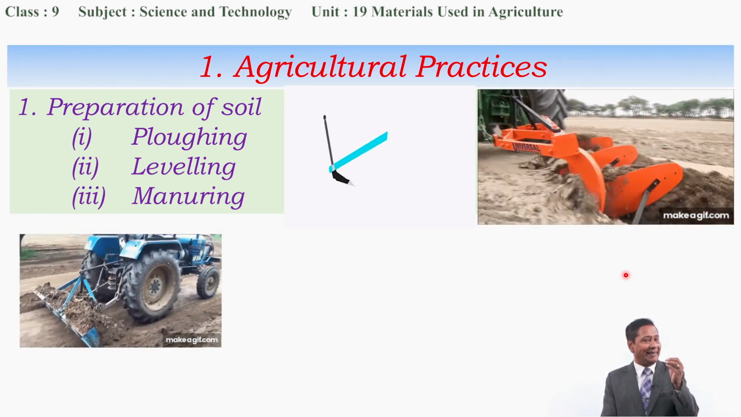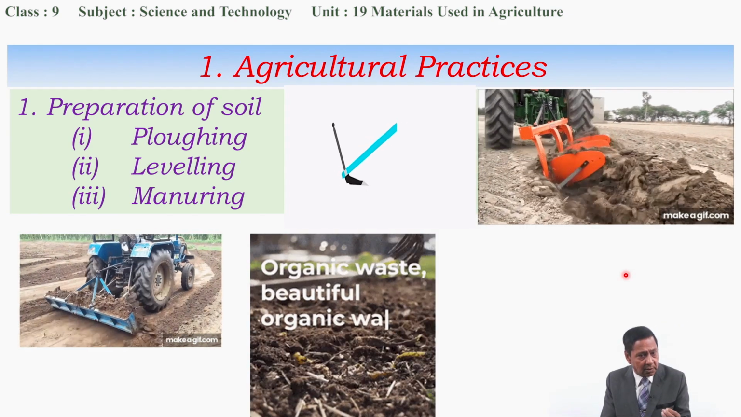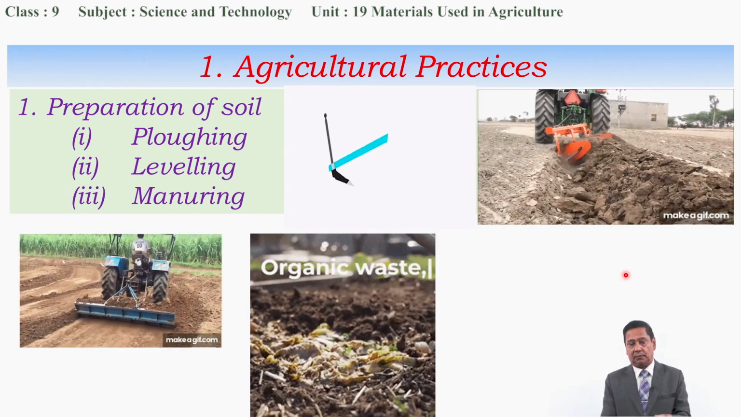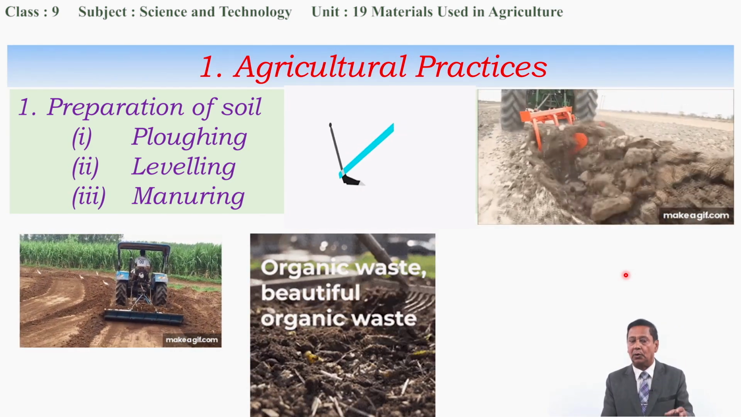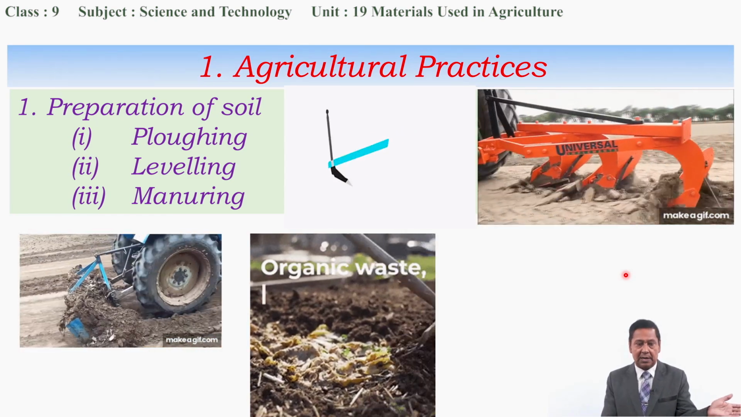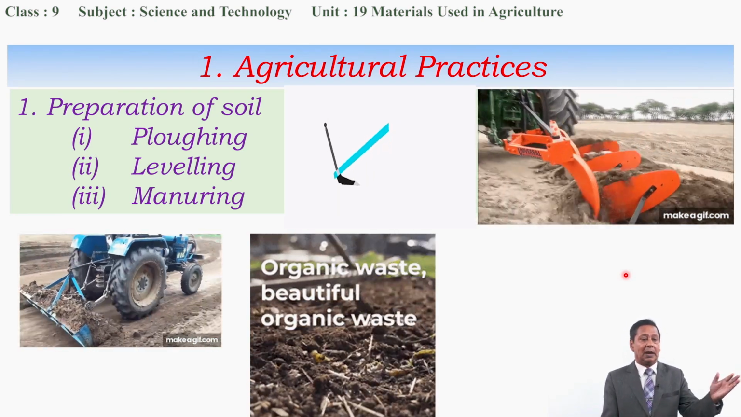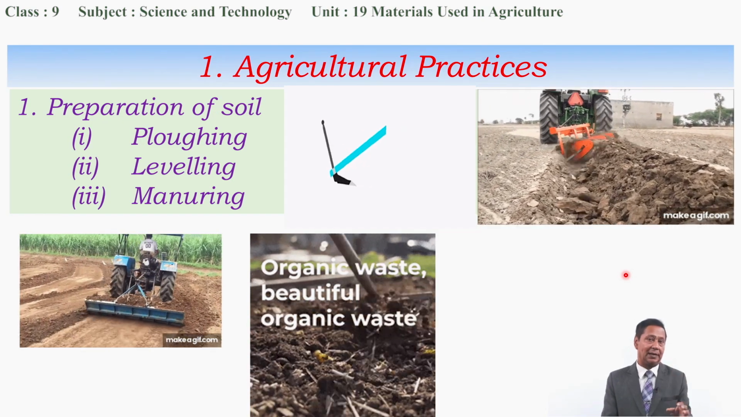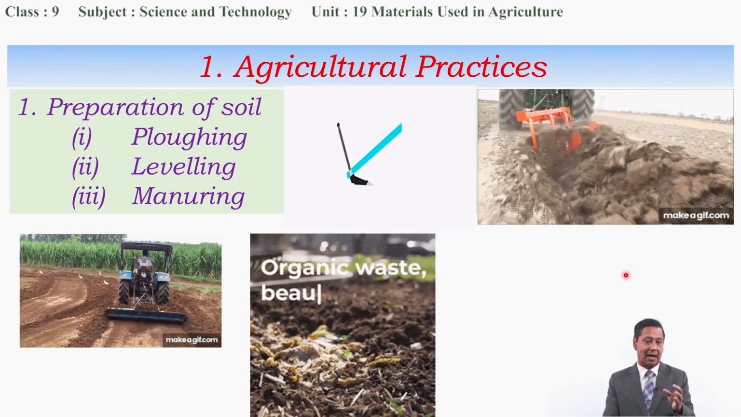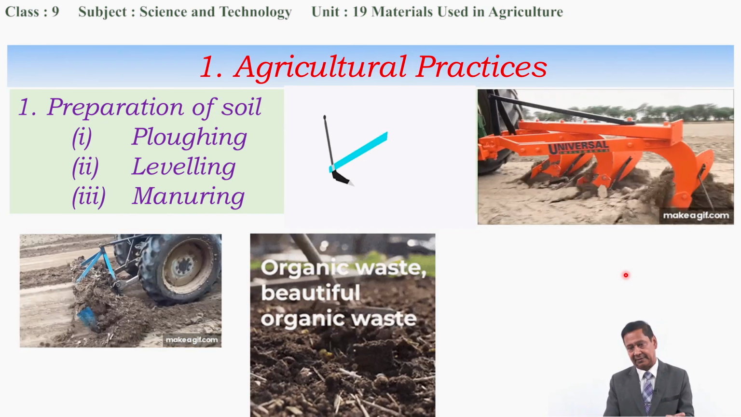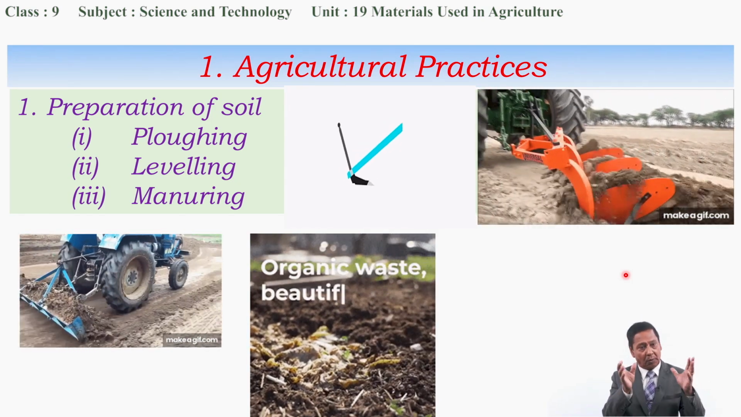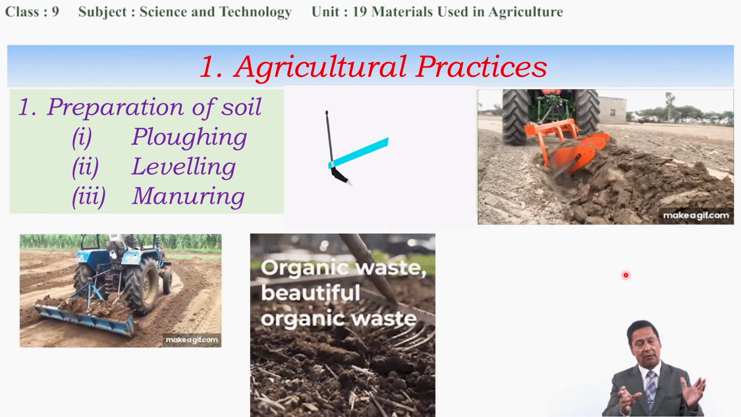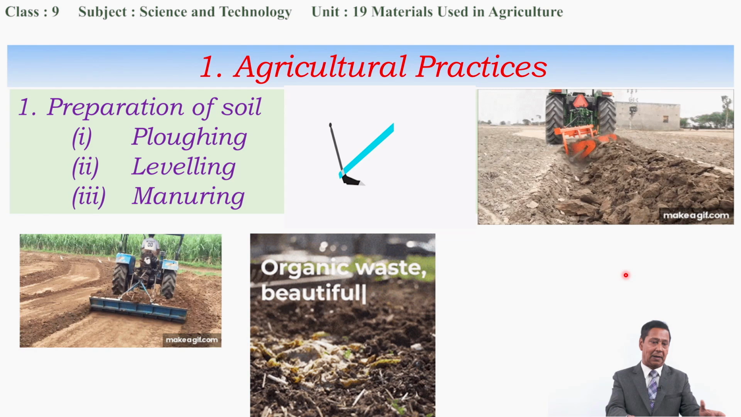And after leveling, what we do? We use manure. We mix manure in the soil. It is buried actually, it is covered by the soil. And this manure actually decomposes to form organic fertilizer. Many nutrients are now available for the plant. This way, we prepare the soil for good growth of plant.